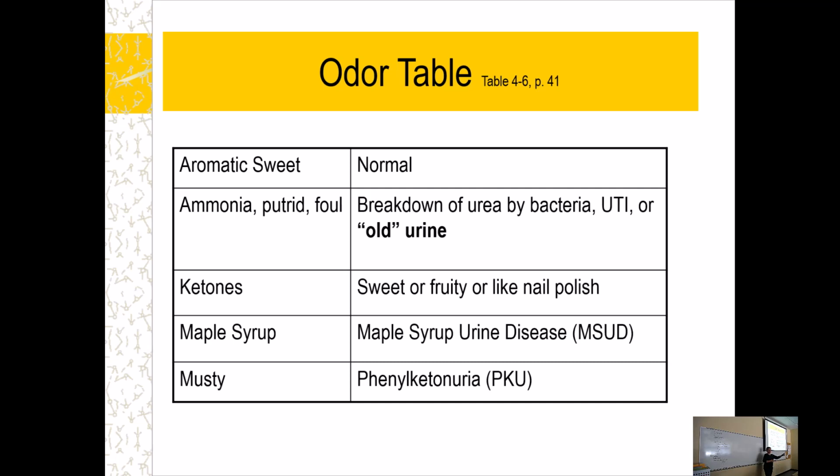So normal, aromatic, sweet, ammonia, ketones, maple syrup, and musty. Let's break down what we just talked about. Okay, so I know that foods and medications can cause the urine to smell different. Is that just because that particular compound in that food or medication doesn't break down in the body, and that's how it's gotten rid of? Or the breakdown products, because asparagus pee doesn't smell like asparagus. It's just one of the breakdown products of the asparagus that doesn't break down enough that comes out in that odor. Okay.